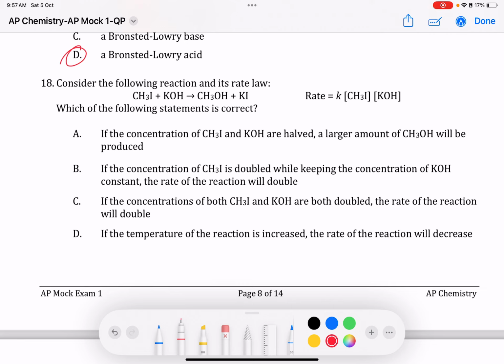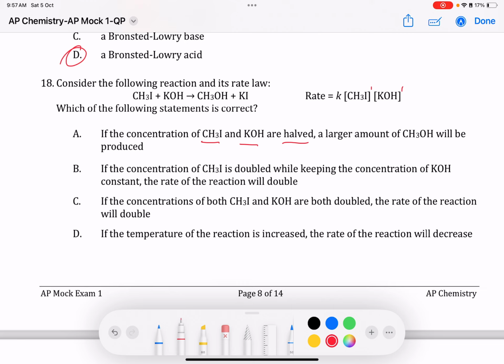This is a second order reaction, being first order in CH3I and first order in KOH. In your formula sheet, you have the formula of a second order reaction and first as well. So let's see the question. What do they want first? Which of the following statements is correct? If the concentration of CH3I and KOH are halved, the rate must be halved for each.